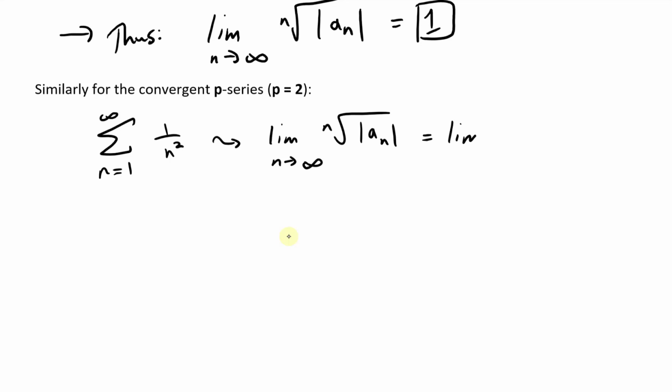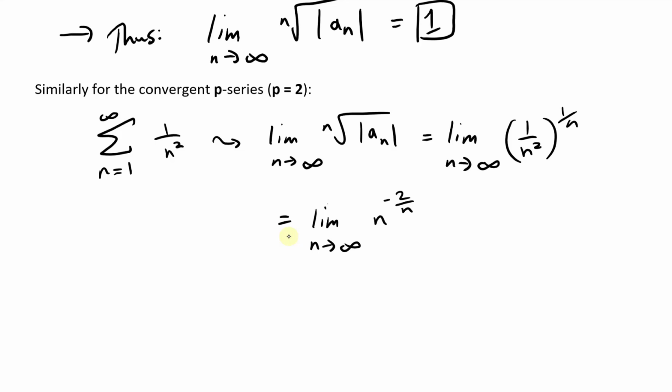So this equals the limit as n approaches infinity, where a_n is 1 over n squared. So 1 over n squared to the power of 1 over n. Going further, we can simplify this even more. You do the same thing as before, so move this over to the top. So we have the limit as n approaches infinity of n to the negative 2 over n.